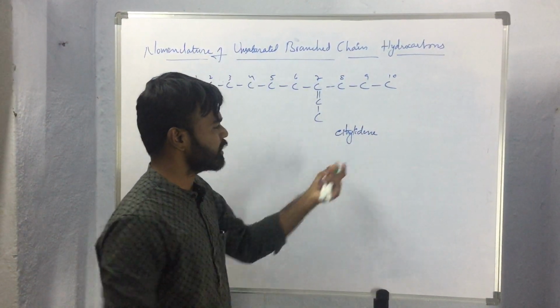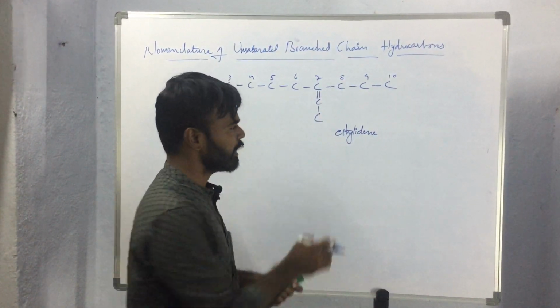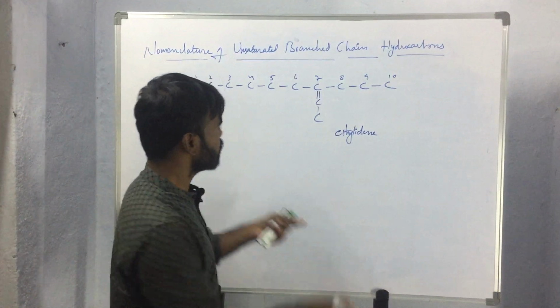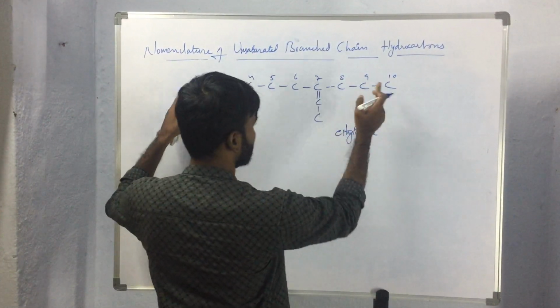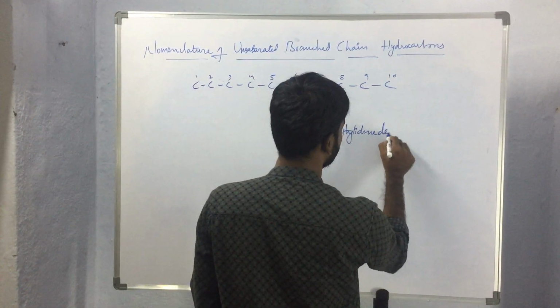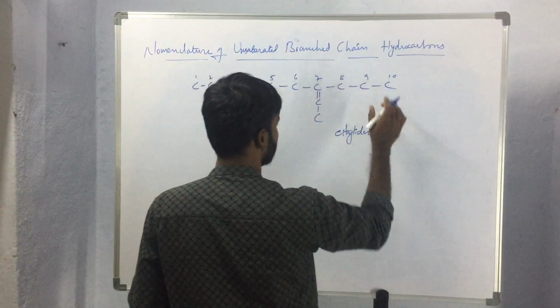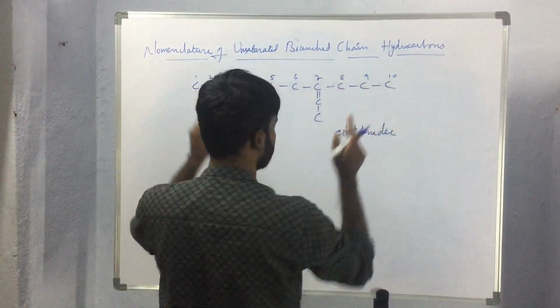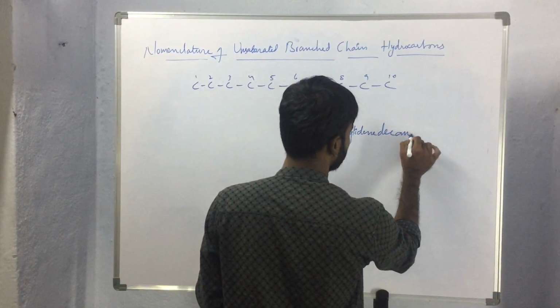So the name of the side chain or the branch will be ethylidene. And the name of the parent chain will be as usual: 10 carbon atoms it is having, so we use the prefix dec, and all are having only single bonds. That means the parent chain is a saturated chain, so the suffix ane will be used.